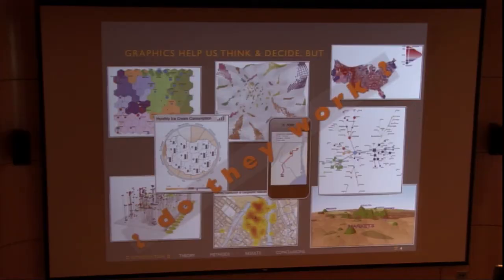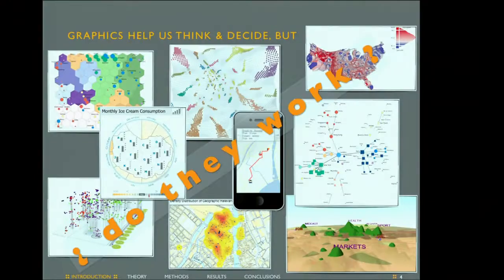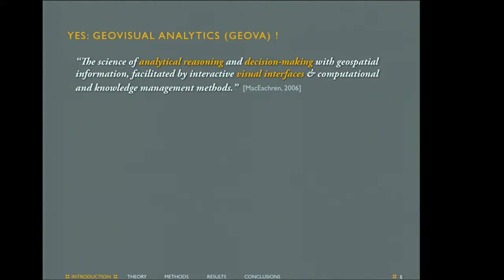So we have all these very complex abstract displays telling us something about the real world or about human behavior. And the question is, do they work? Can we make better decisions? Can we actually make decisions based on these displays? I believe we should, and we do. But actually, it's not that easy as I thought it was many, many years back when I started to do this.